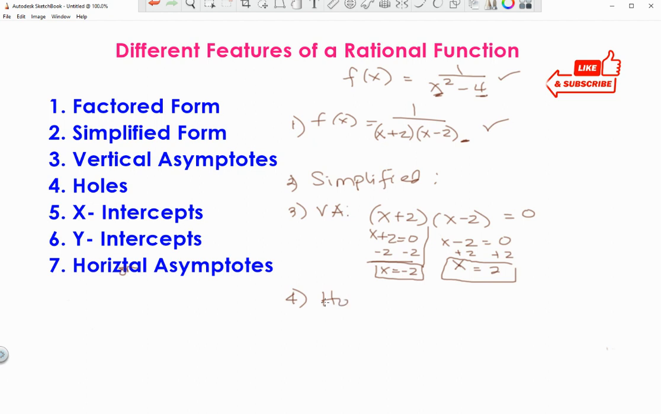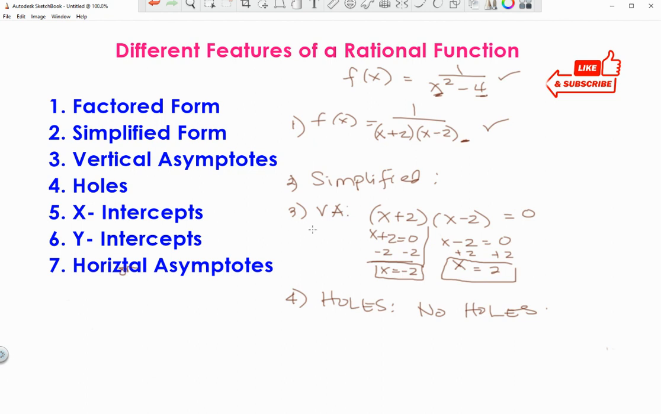Number 4, holes. Holes is, do you have a common factor in your numerator and denominator that you can cancel out? Nope, not really, because the numerator only has 1 as a factor. So no holes for this problem. Okay. All right. Number 5, x-intercept.